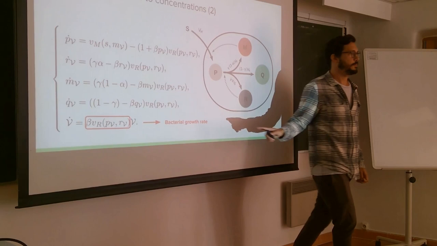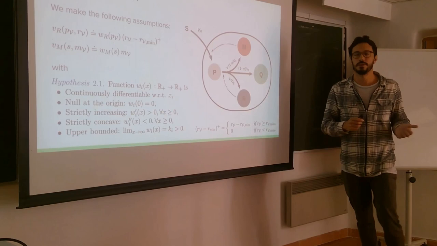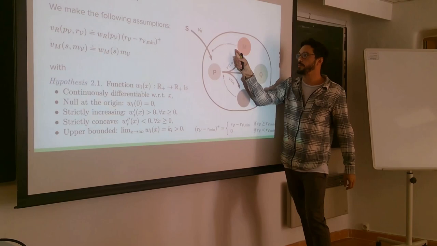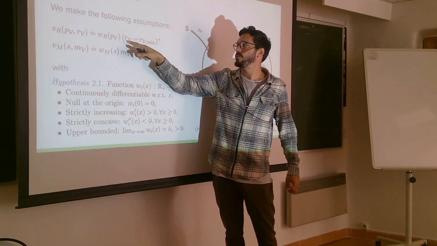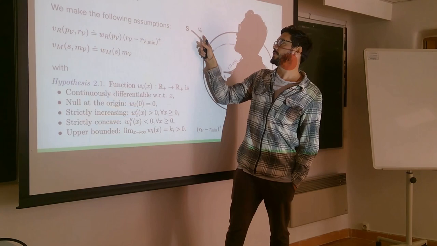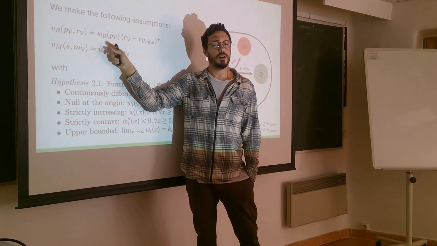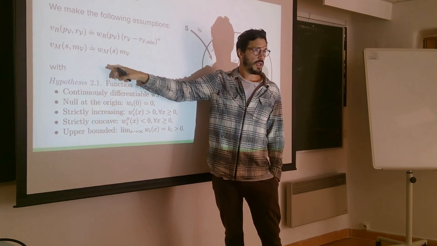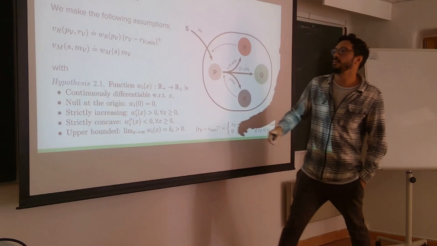And then what I'm going to do is to take a couple of assumptions to simplify a bit the model. So VR, which is the flow responsible for producing the proteins, I will suppose it's linear with respect to the ribosomes, and I will have this function in terms of P. And then for the absorption of substrate, N, I will suppose also it's linear on M, and that I have a certain function on S. And these two functions, WR and WM, I'll make a couple of hypotheses. So to say, it's actually a generalization of the classical Michaelis-Menten functions, okay?